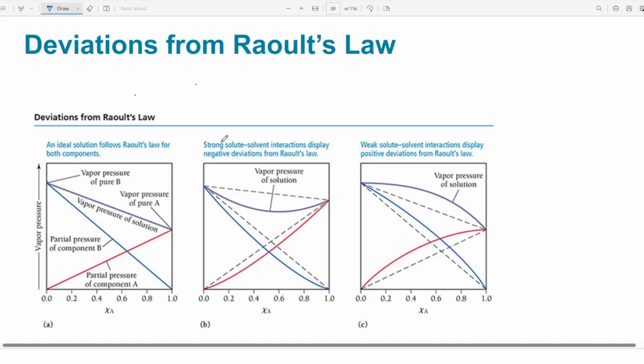If we have stronger solute-solvent interactions, we have a negative deviation from Raoult's law. As the vapor pressure of A increases, we see this negative deviation in the total vapor pressure of the solution because the vapor pressure is lower than what would be anticipated due to these stronger interactions. If we have weaker solute-solvent interactions, we get positive deviations from Raoult's law. Here we see the vapor pressure of solution is greater than we would expect due to these weaker solute-solvent interactions.